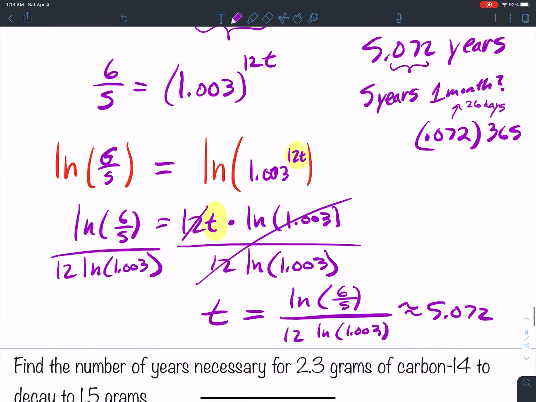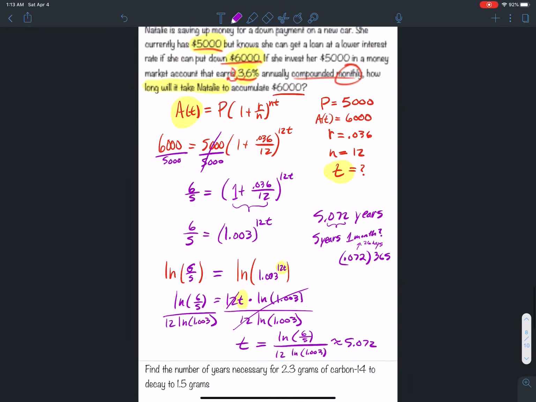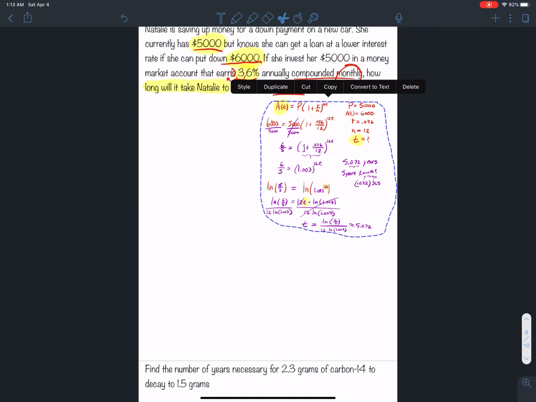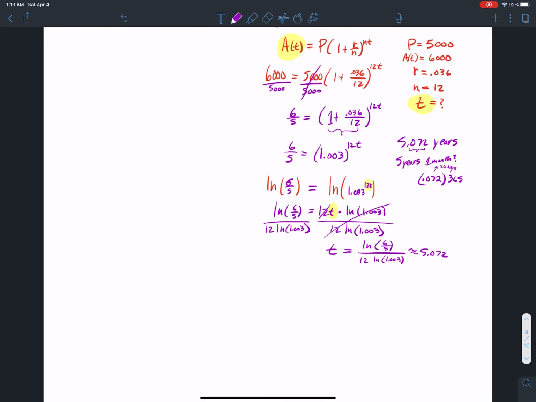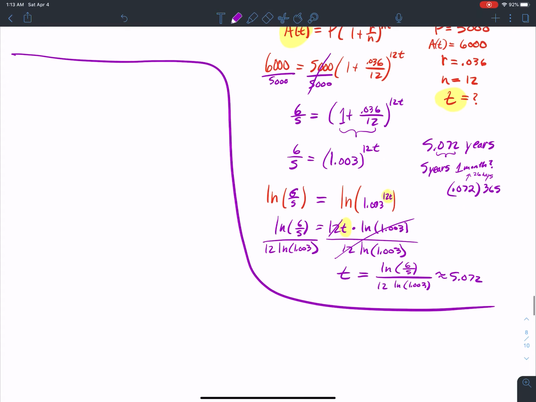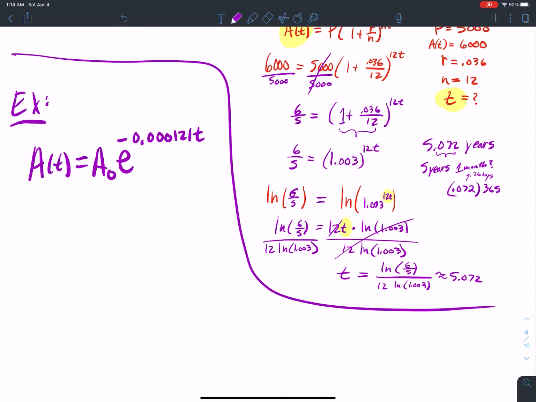Okay? All right, let's shrink this up and put it up here, and then let's talk about half-life. Okay? So here's an example. A of t equals a0 e to the negative 0.000121 t. Right? The a of t here is the amount of carbon-14 at time t.